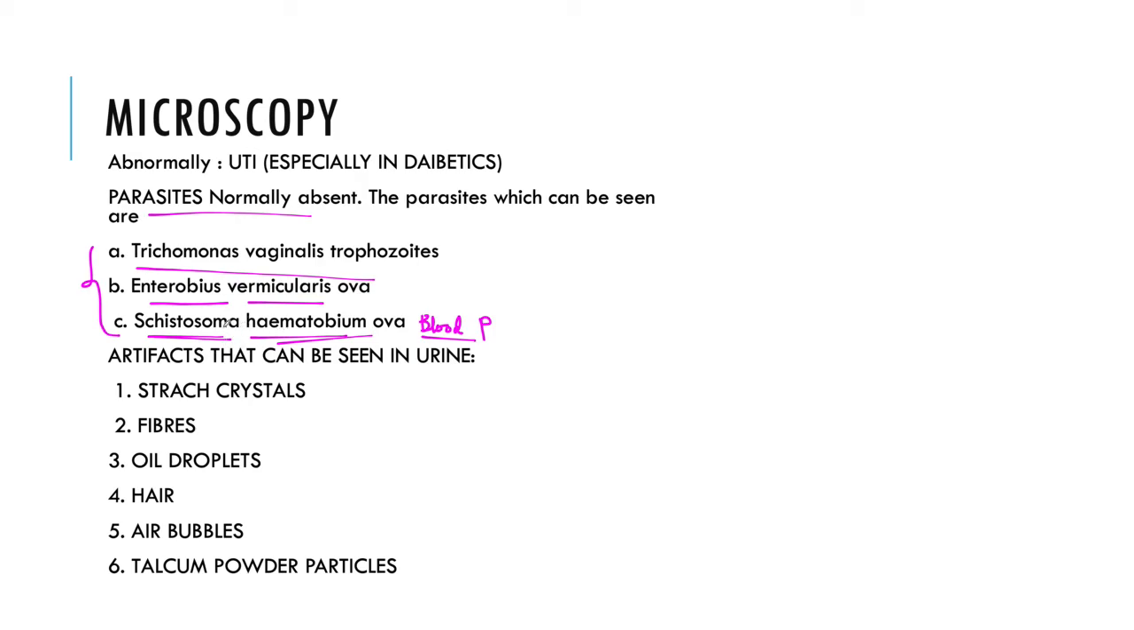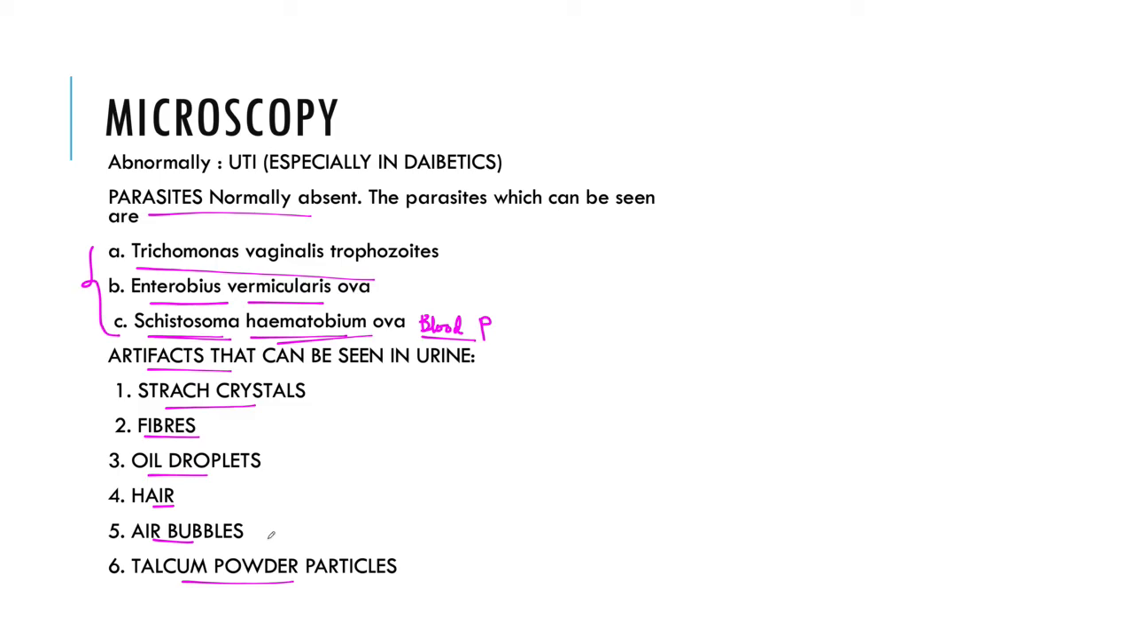And the different artifacts are the same: they come into the urine just because of the external environment, like starch crystals, fiber, oil droplets, hair, air bubbles and talcum powder particles. When the urine comes out of the body, the use of some chemical outside the body, or some fabric and fiber, or oil droplets, can be present in the urine in the form of artifacts.